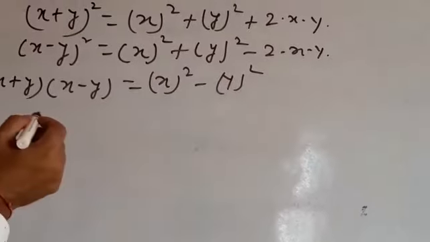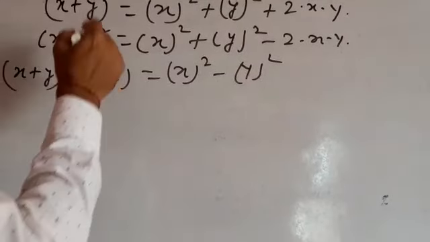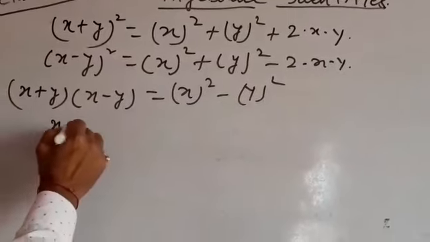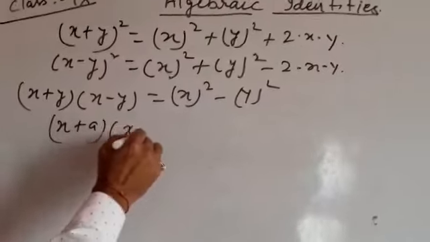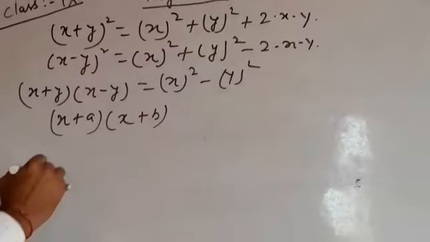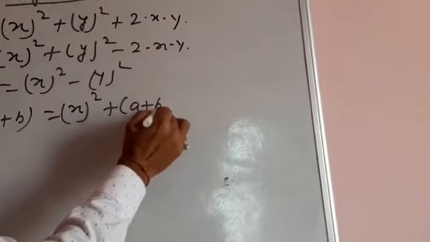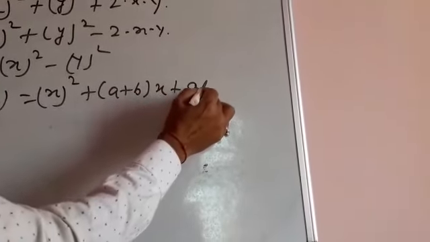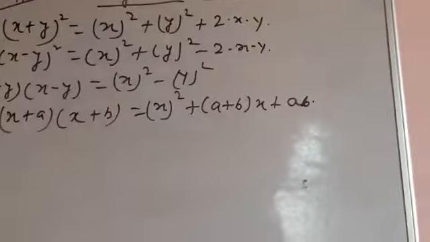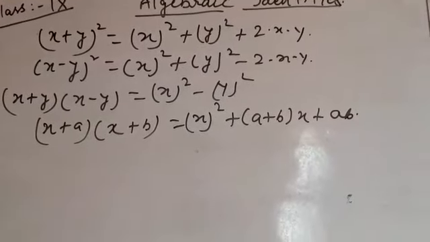Before this we have (x + a) in one bracket and (x + b) in another bracket. This gives you x² + (a + b)x + ab. This is something about the square. Probably you would not have anything else.